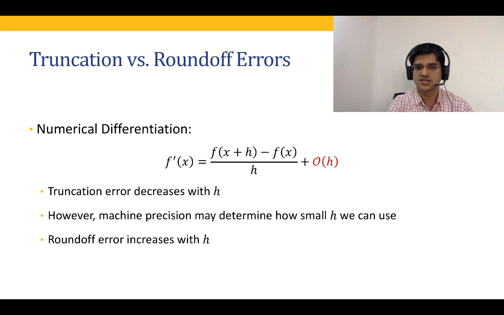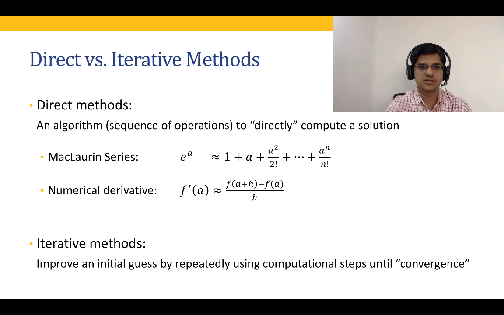What we have covered so far is what is known as direct methods. The first direct method was Maclaurin series expansion of e to the power a, which was covered in the previous lecture. In this lecture, we covered another direct method, which was computation of numerical derivatives. Direct method is nothing but an algorithm which directly computes a solution through a sequence of operations, a sequence of equations that we keep executing, but we execute them once through and we are done with it. That is how we are going to compute the solution using direct method.